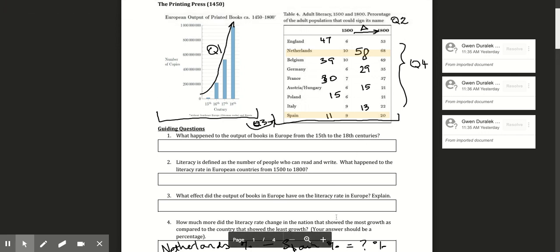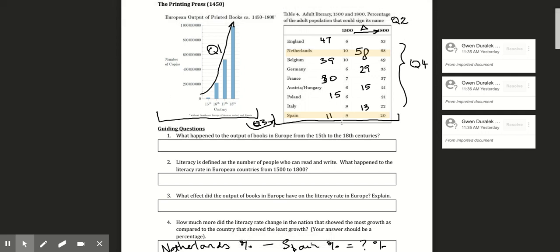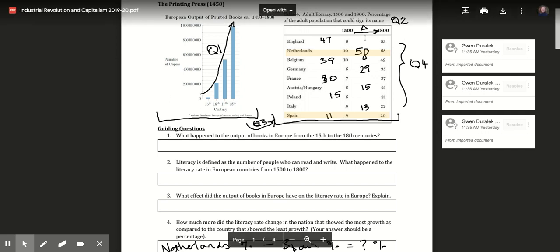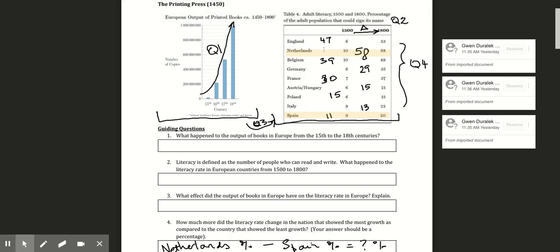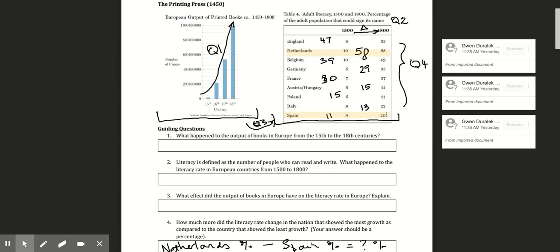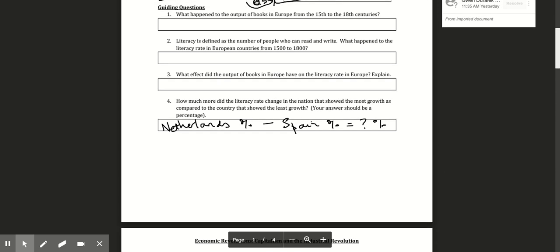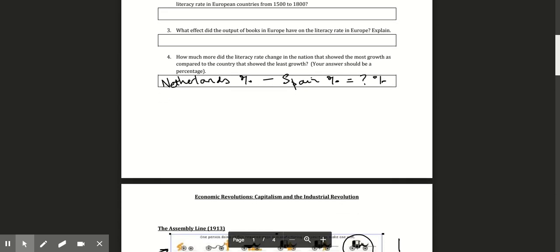Finally, question 4, how much more did the literacy rate change in the nation that showed the most growth compared to the country that showed the least growth? So what I did, and this is where the handwritten numbers are, I took 53 and 6, and the difference is 47. I did that for each one of the countries and noticed the greatest change here in the Netherlands, the least change here in Spain, and then you're looking to take the percentage from the Netherlands, subtract the percentage from Spain, and come up with a total percentage.